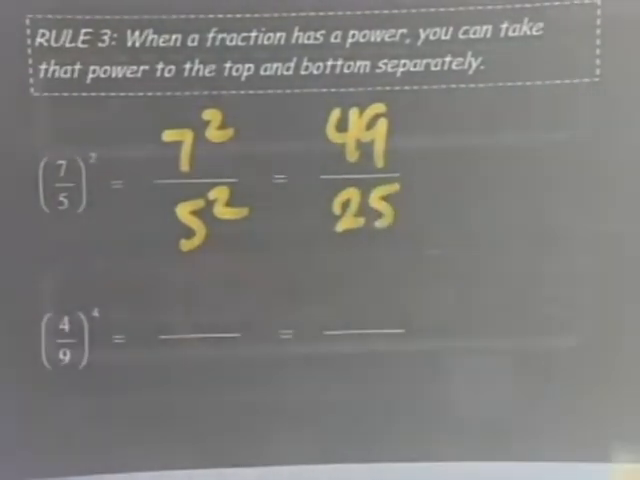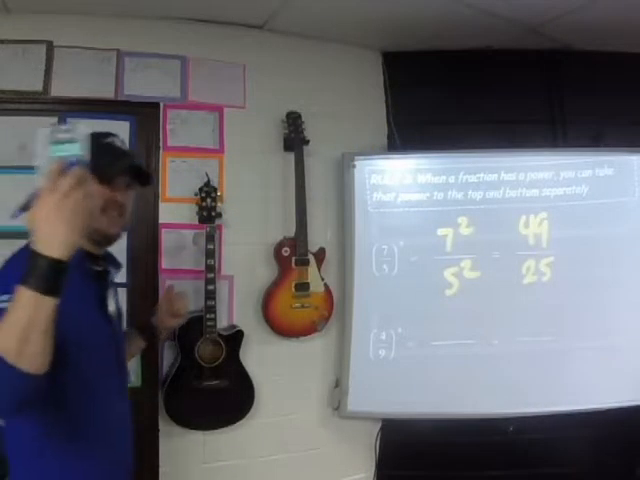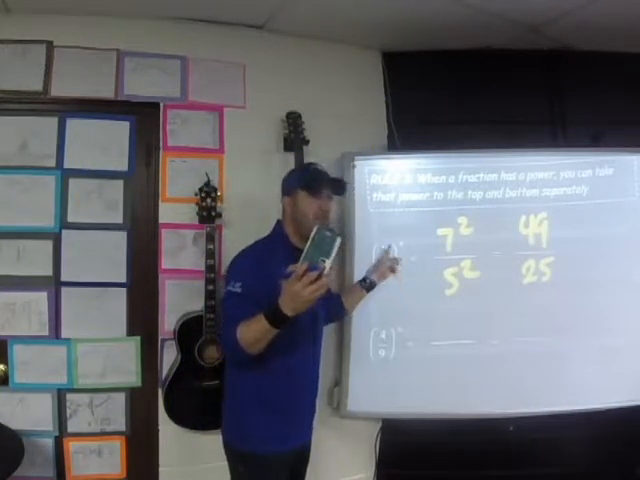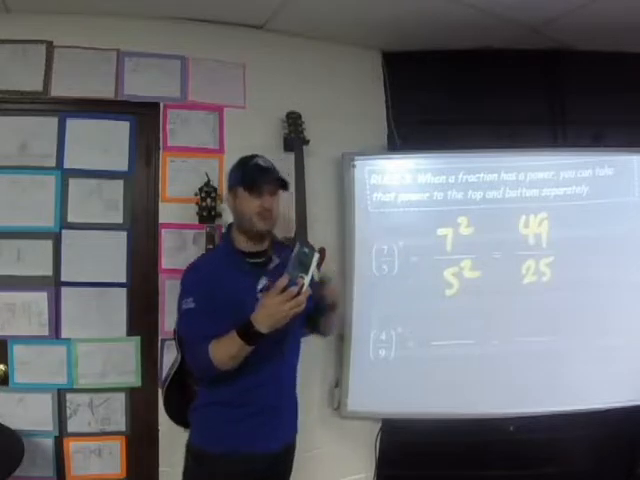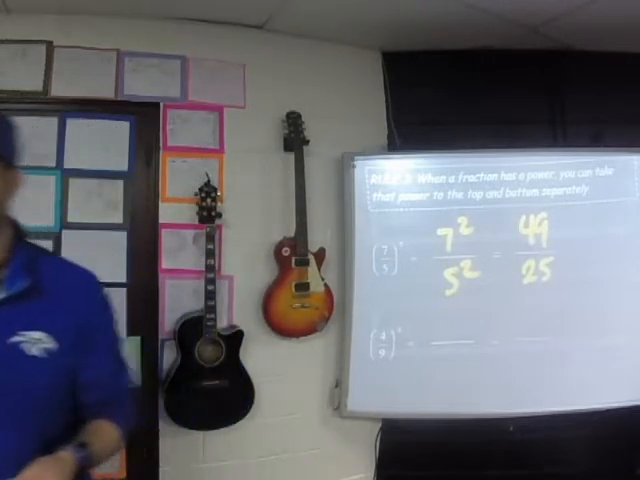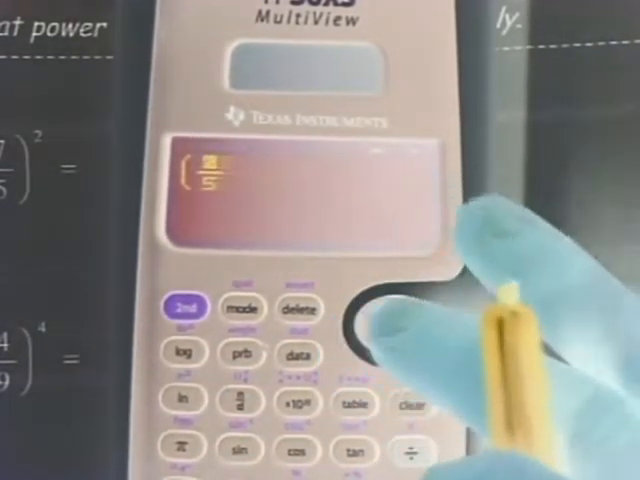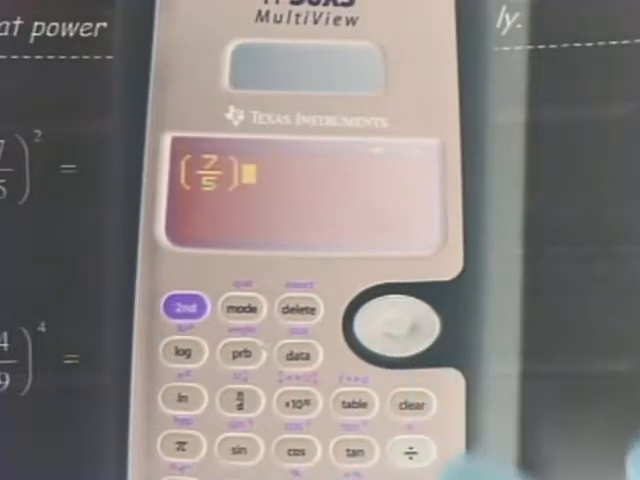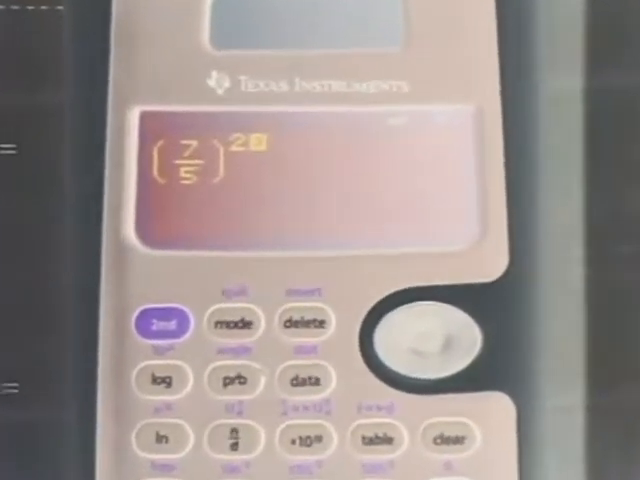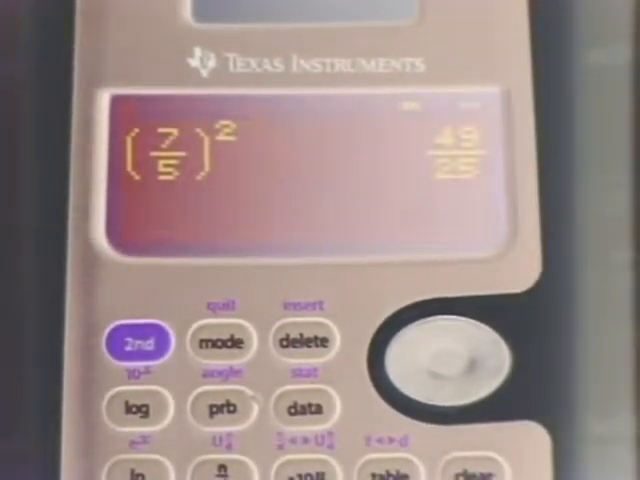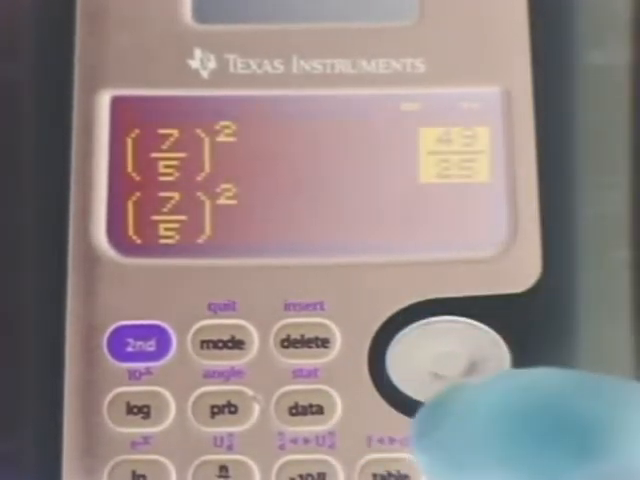What's 5 squared? 25. Your calculator, especially this calculator, will do this. If I put 7/5 in there squared, it will kick out 49 over 25. But if the power gets to be too big, it won't actually kick out a nice fraction for you.